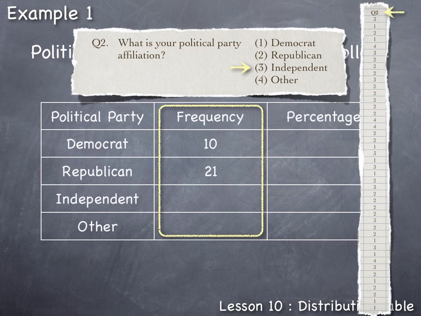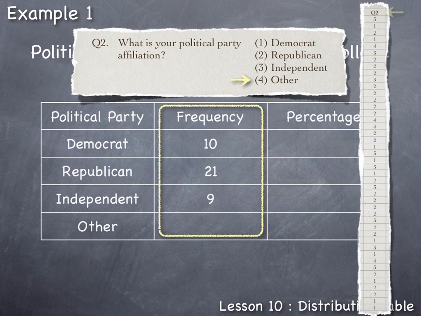For independents, the code number was 3. So now going through the data and counting the number of 3's would count the number of students who identified themselves as independents. Here we find there's 1, 2, 3, 4, 5, 6, 7, 8, 9. So there's a total of 9 students who identify themselves as independent. Therefore, the frequency of independents in the sample is 9.